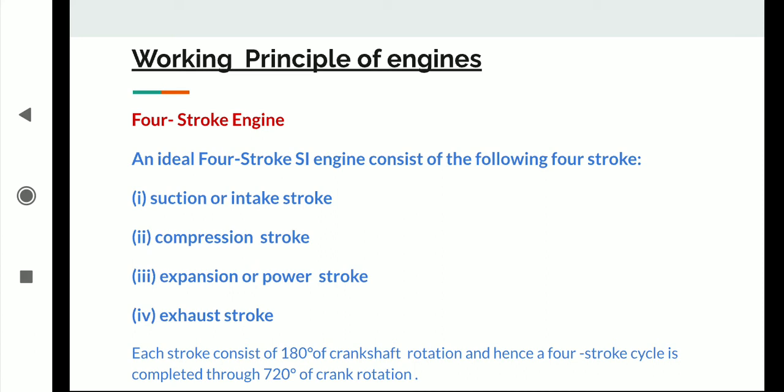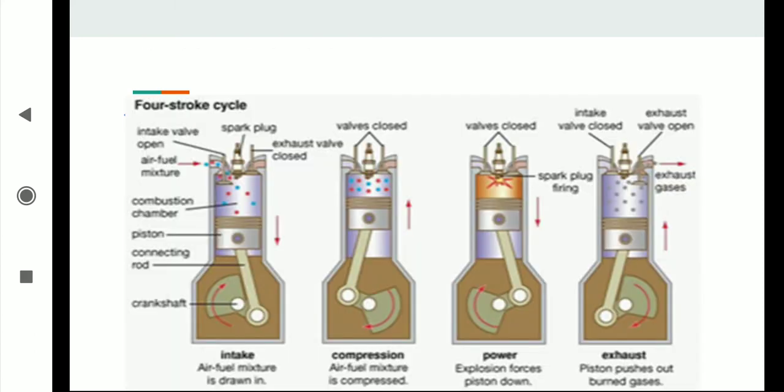Of the four strokes, only during this stroke is power produced. Both pressure and temperature decrease during expansion. Exhaust stroke. At the end of the expansion stroke, the exhaust valve opens instantaneously and the inlet valve remains closed. The pressure falls to the atmospheric level. A part of the burned gases escapes.